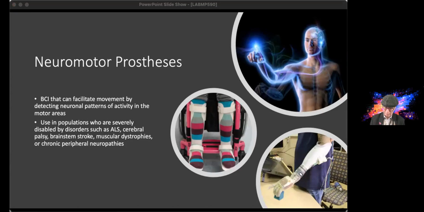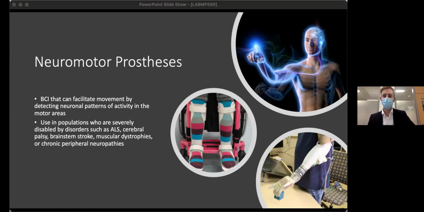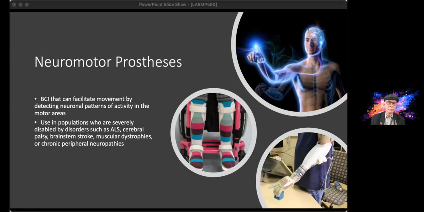Motor impairment resulting from an inability of intact movement related centers of the brain to generate movements due to damage to the spinal cord, muscles, or nerves is an affliction that affects hundreds of thousands of people. Neuromotor prosthesis, NMP, in the motor areas of the brain. Currently, the clinical populations that are best served by BCI-controlled prosthesis include those severely disabled by disorders such as ALS, cerebral palsy, brainstem stroke, muscular dystrophies, or chronic peripheral neuropathies.